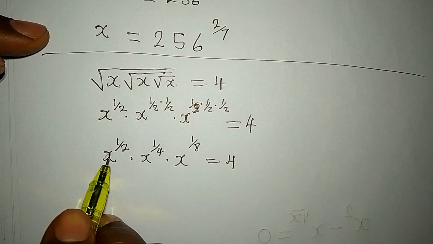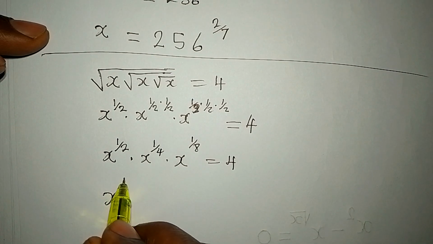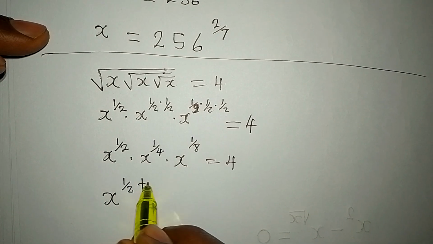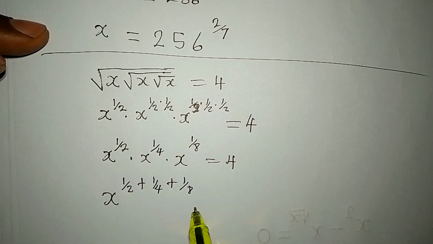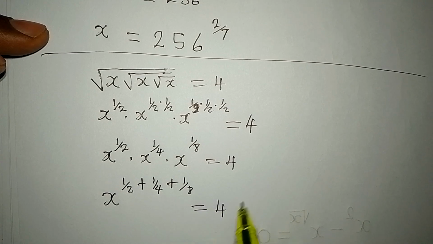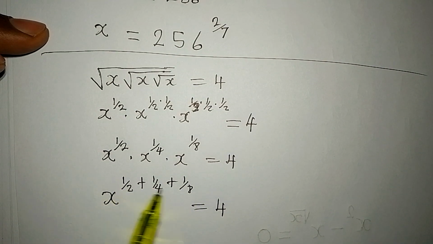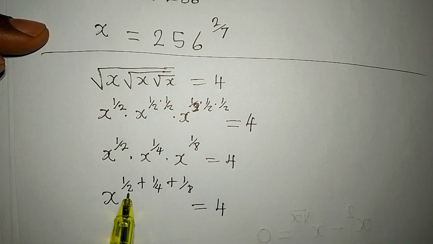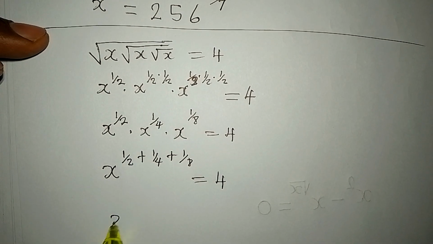Simple. Because we have the same base, I'll pick one of them and then add 1 over 2, 1 over 4, and 1 over 8. So everything is equal to 4. Remember, what you have there are the powers: 1 over 2, 1 over 4, 1 over 8. Now let's add that very quickly.